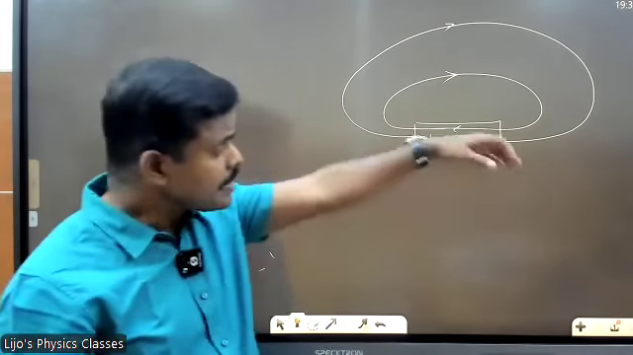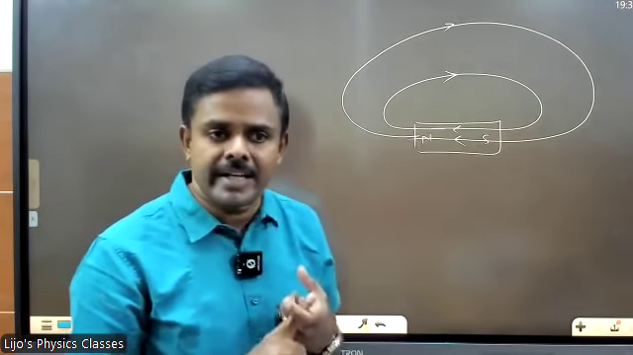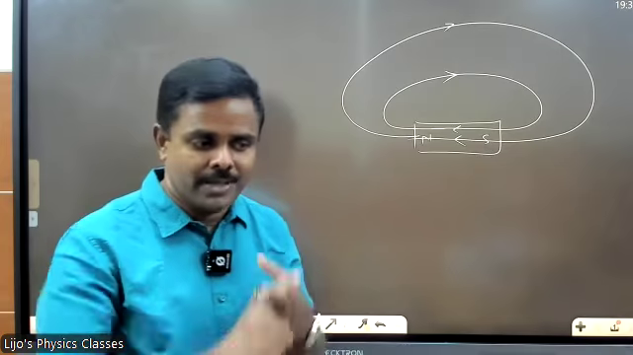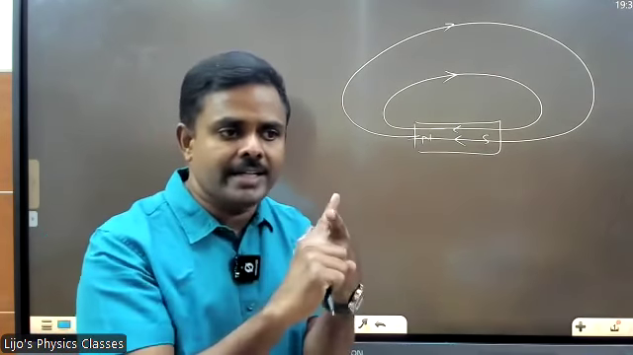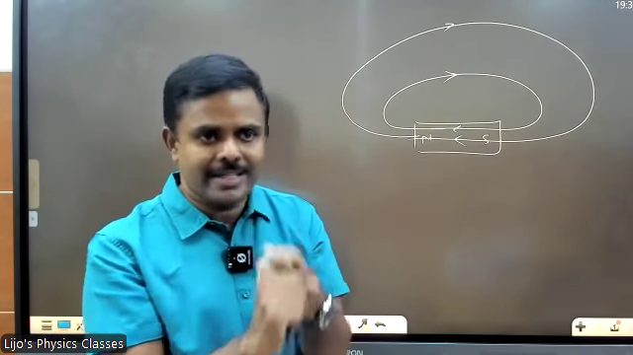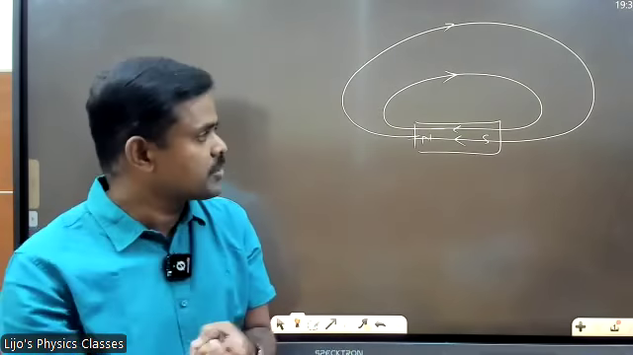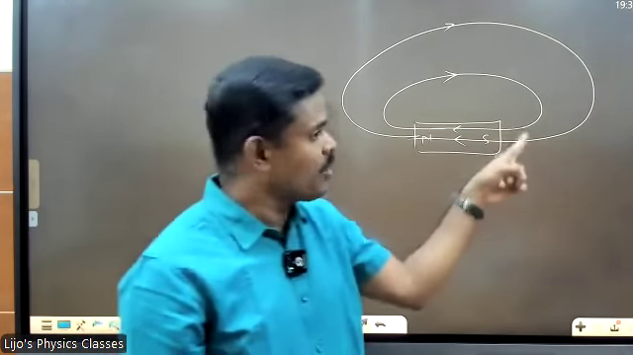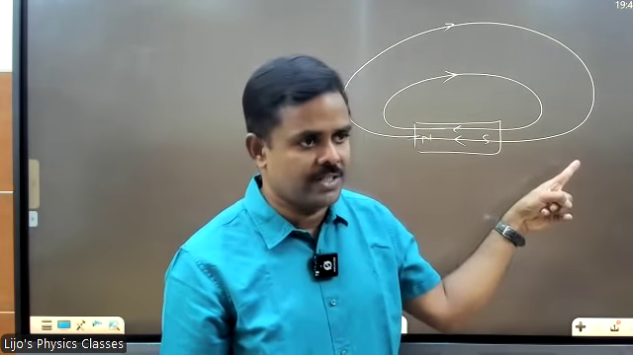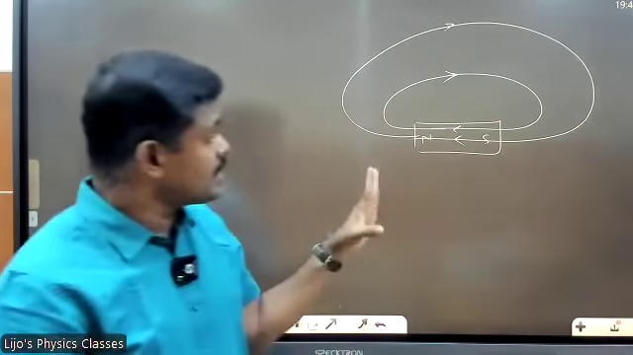Okay, remember, the lines can never intersect. The lines can never meet because if they meet, that would mean that they have two directions, right? That is never possible. Then field lines are closer, field is stronger and vice versa. Okay, that's it. That is the first part of it.